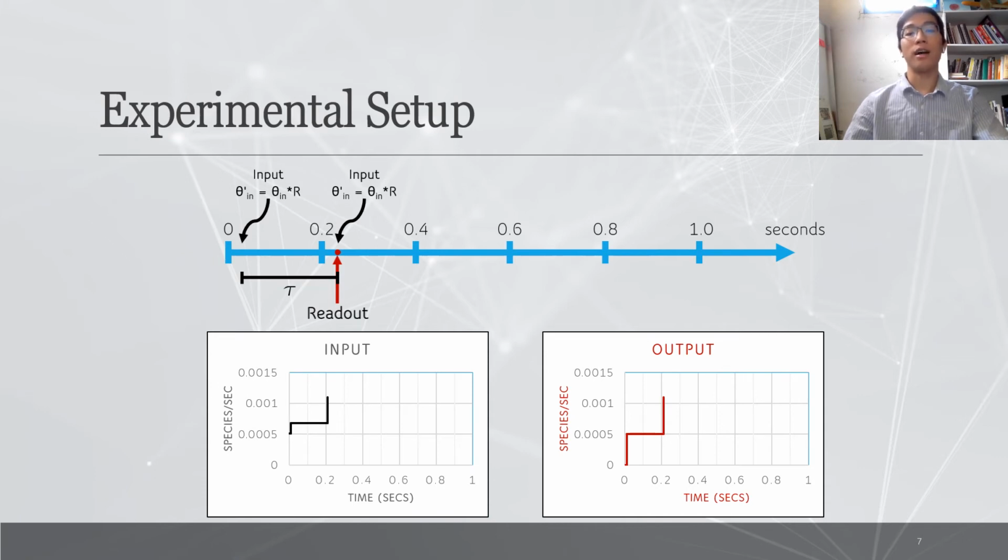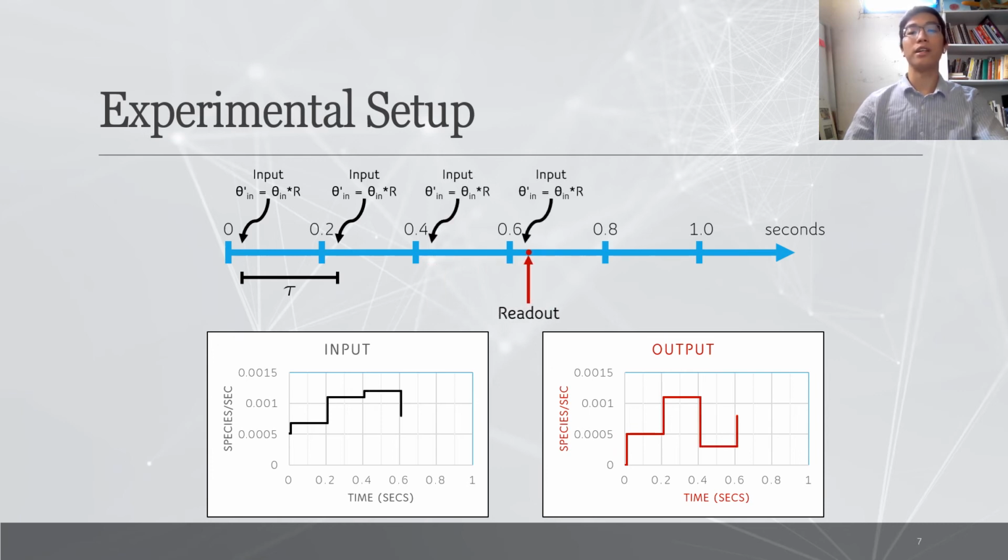After the amount of time tau, we apply the next batch of input into the system, as you can see here, and the input and the output change accordingly. This process is repeated for the rest of the period, and as we monitor the input and the output, we can see they change according to the influx rate changes from the applied inputs.